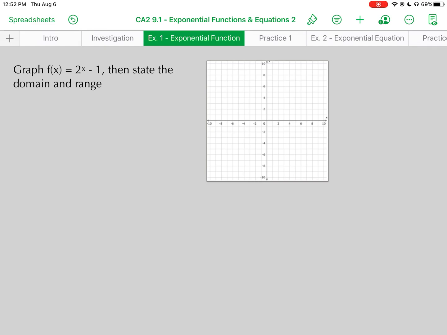and in our first example, we're just asked to graph the function f of x equals 2^x minus 1, all right? And then from there, state the domain and the range.